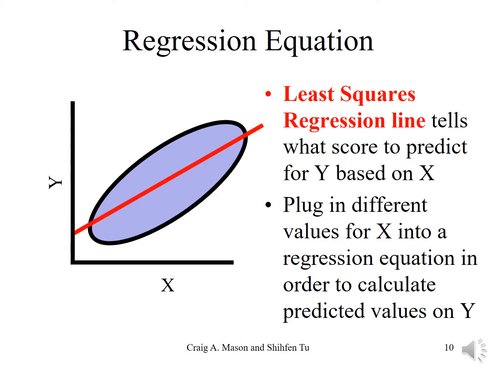Our regression line tells us what score on Y we would predict for someone based on their value for X. Once you know the line, you can plug in a value for X, be it hours parents read to their child or a student's high school GPA, and calculate their predicted value on Y. Now notice that we're talking about the regression line being the predicted scores. This is important because the regression line or regression equation doesn't tell us what someone's score really is. It tells us what we would predict their score to be based on whatever value they had on X.